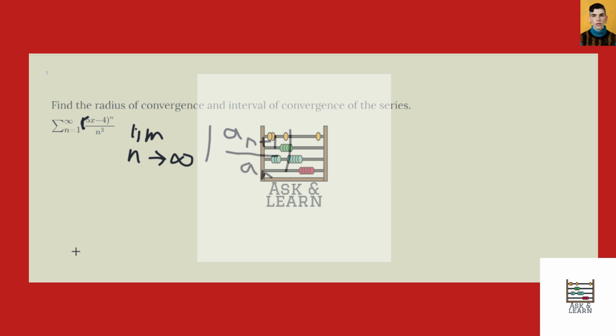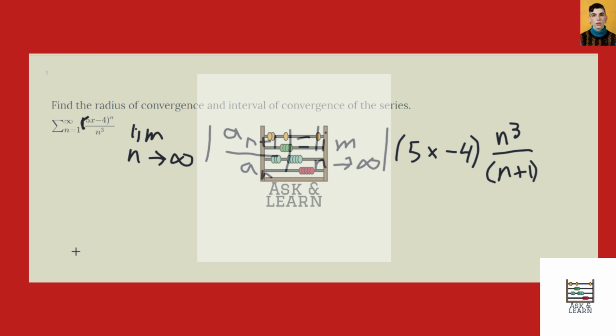So the a_n here is this whole chunk, including the x values. So this is going to tell us when we get convergence. And this is going to simplify to 5x minus 4 times n cubed divided by n plus 1 cubed. And when we're doing the ratio test, we want for this to be something that's less than 1.